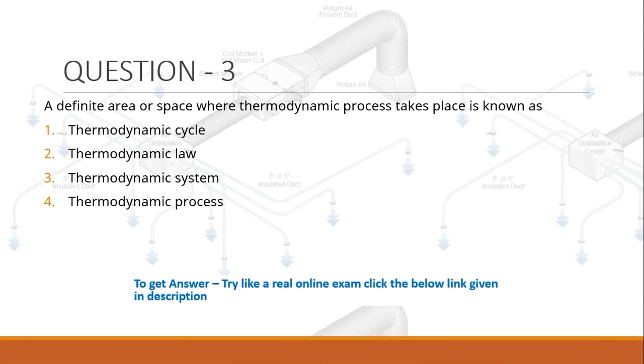Question 3. A definite area or space where thermodynamic process takes place is known as thermodynamic cycle, thermodynamic law, thermodynamic system, thermodynamic process.